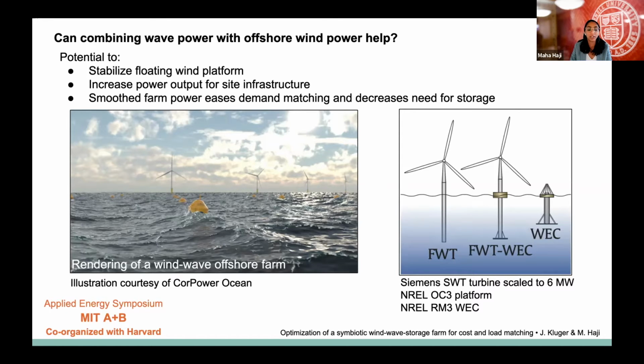The wind turbine is rated for 6 megawatts and uses a deep draft cylindrical spar platform. The wave energy converter is rated for 290 kilowatts, and it is a two-body point absorber designed by the National Renewable Energy Lab, or NREL, where a float moves relative to a reference body. The power is then generated through this relative motion. In the combined system, the existing floating wind turbine platform is the reference body for the wave energy converter float.